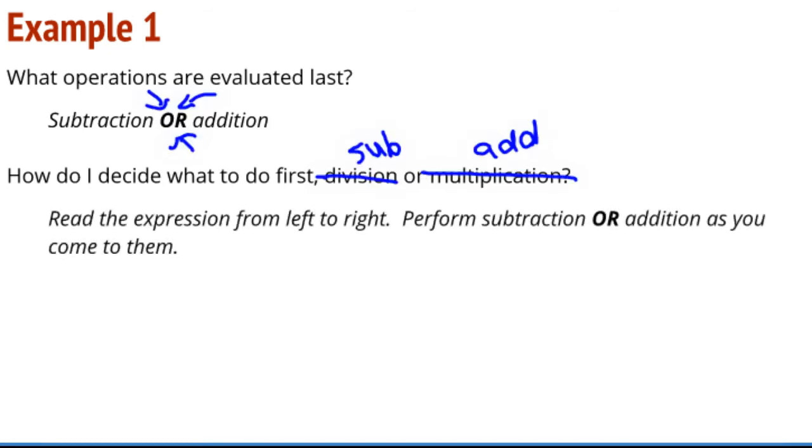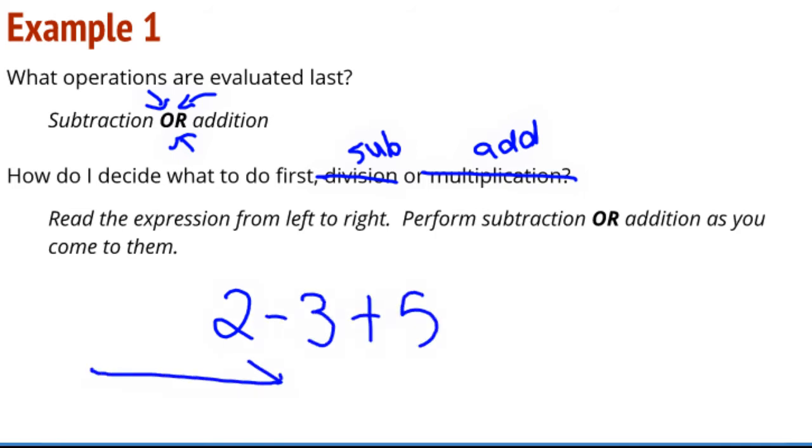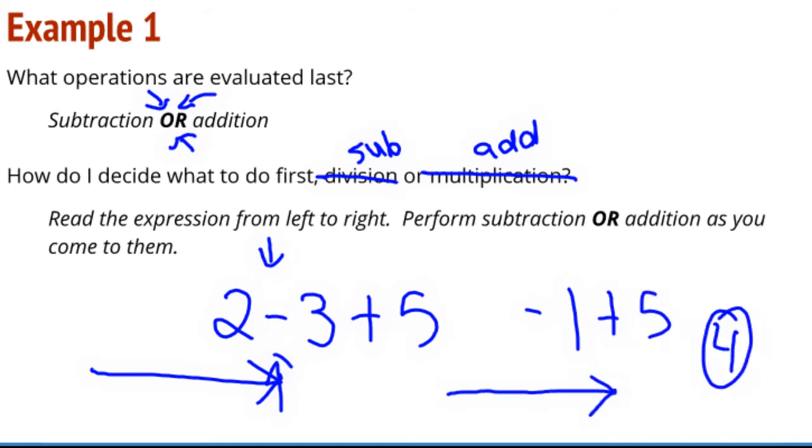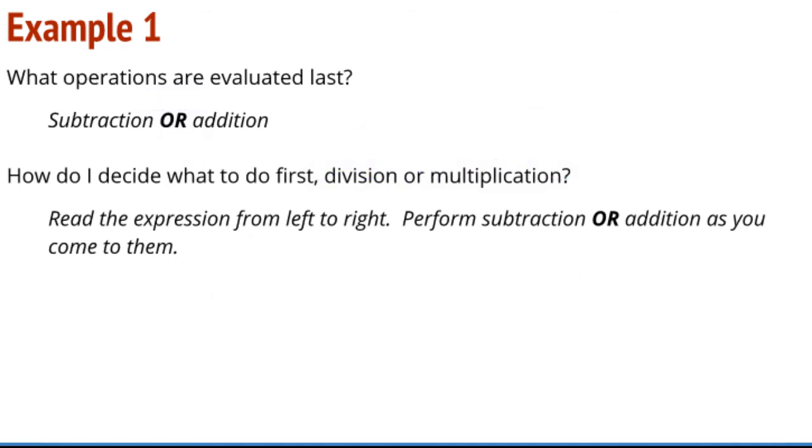Well, same way. I go left to right. I start on the left-hand side, and I come in and say, oh, I've got a subtraction symbol first. I'm going to do that. I'll get a -1, and then I've got the +5, which would yield a 4. I go left to right, performing subtraction or addition as I come to them.